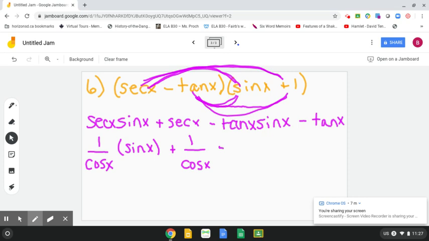So tan is the same thing as sine over cos, right? And then you still have the sine x in the numerator from there, right? And then minus tan x. And again, I said tan was sine over cos.